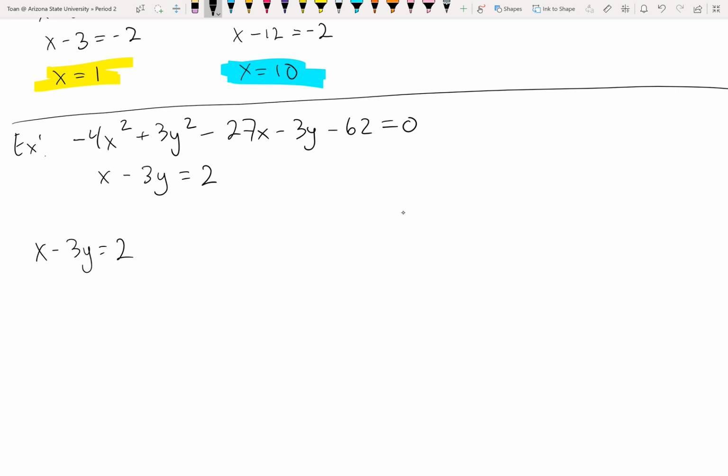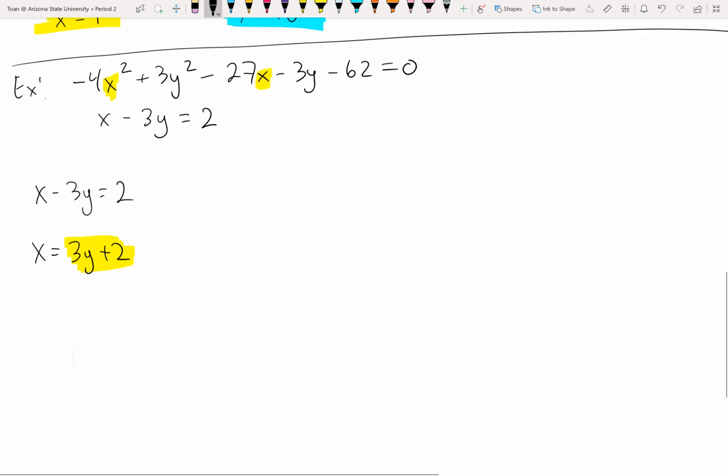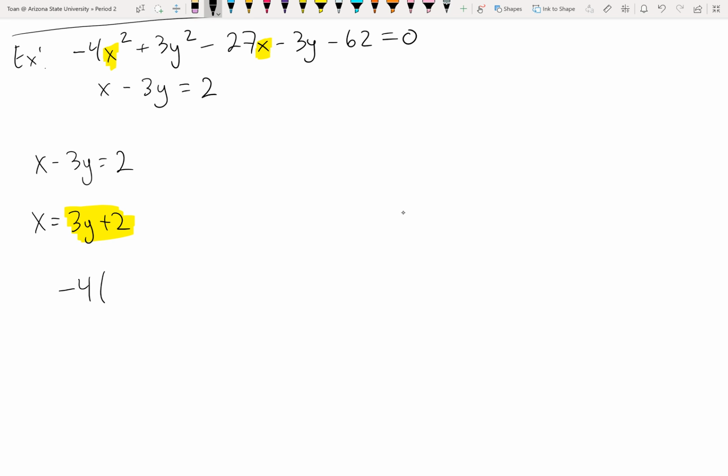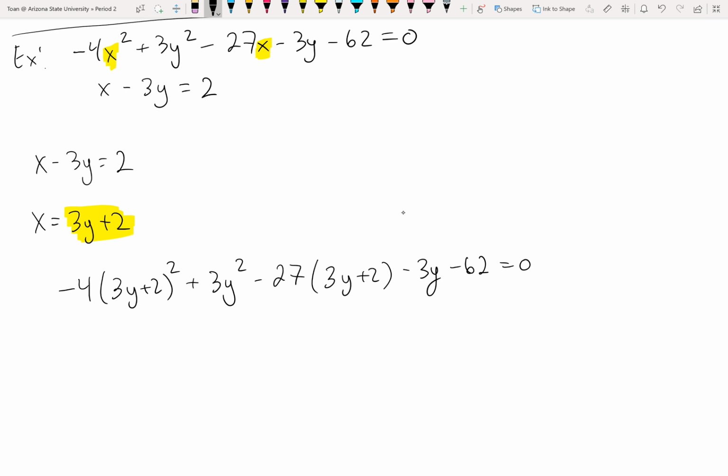So I'm going to solve for a variable. X is pretty easy in this case. So I'm just going to add the 3y over. X equals 3y plus 2. That means in the top ugly equation, wherever I see an x, I'm going to change it to a 3y plus 2. So we have -4 instead of x. I have 3y plus 2 squared plus 3y squared minus 27 instead of an x. It's parentheses 3y plus 2 minus 3y minus 62 equals 0.